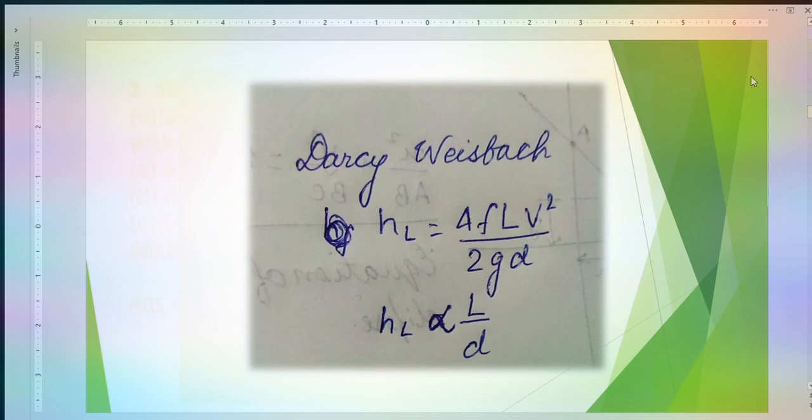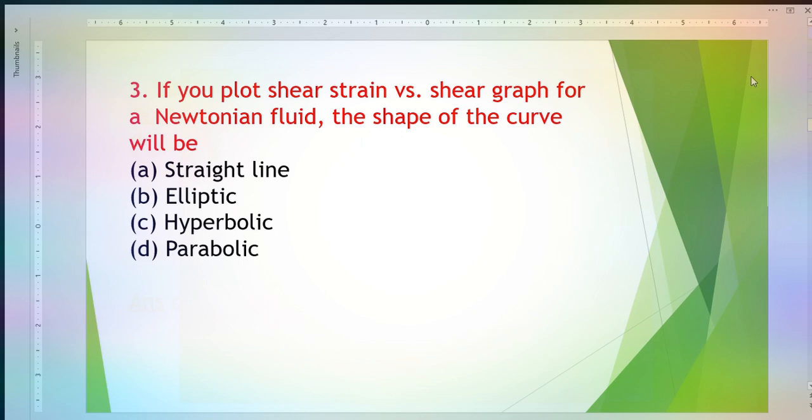Our next question is: if you plot shear strain versus shear stress graph for a Newtonian fluid, the shape of the curve will be. The options are straight line, elliptic, hyperbolic, parabolic. The correct option is straight line.